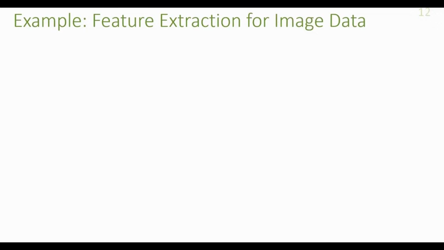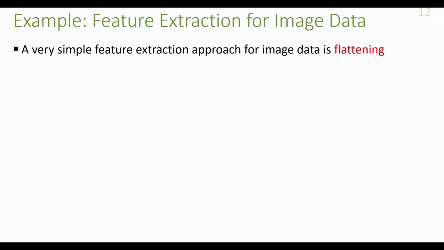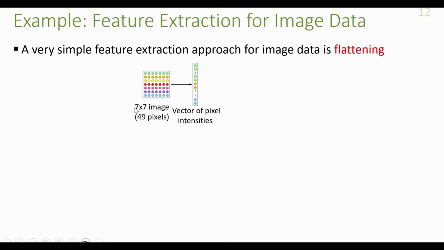Okay. Now let me discuss the methods that we will use when we are dealing with image data. If we have image data, we can use the flattening technique to convert images into some numerical representation. For example, let's say you have a 7 by 7 image. 7 by 7 image means the width of the image is 7 and the height of the image is 7. So there are a total of 49 pixels in this image.